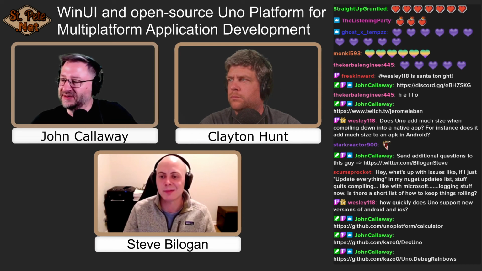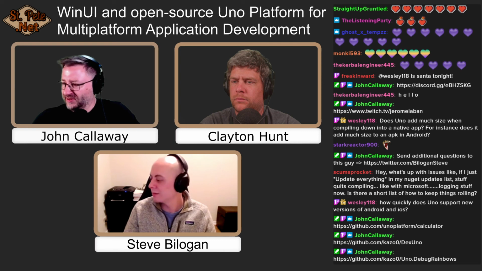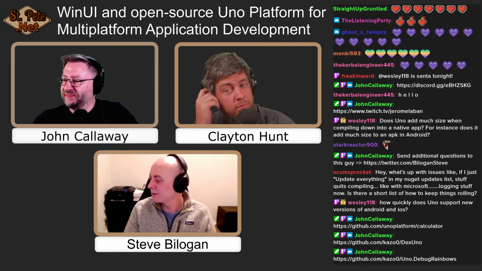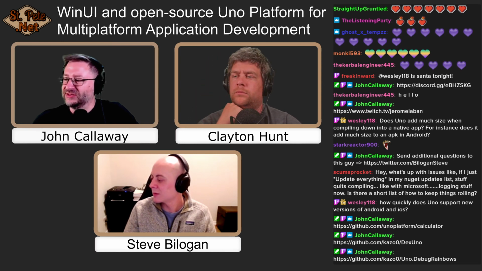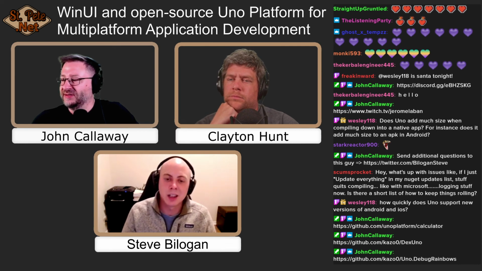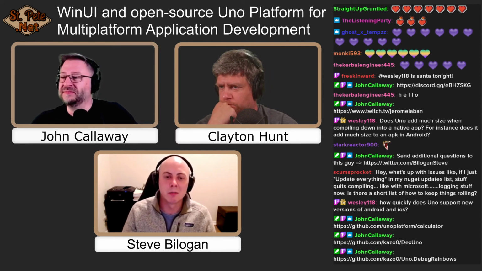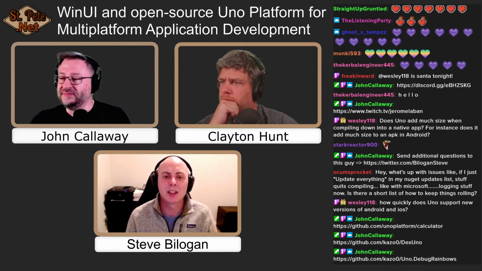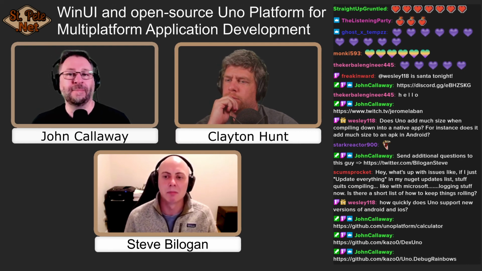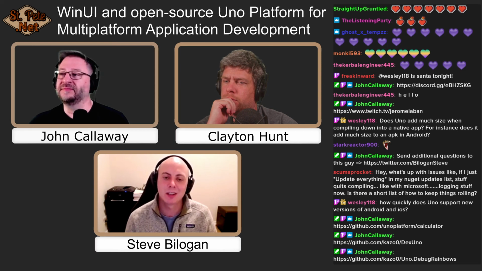All right, it looks like Scum Sprocket had a question: with issues, I just update everything in my NuGet updates list, and stuff quits compiling, like the Microsoft logging stuff now. Is there a short list of how to keep things rolling? Yeah, the logging stuff I remember Jerome working on today. I think he just fixed it. But yeah, things shouldn't break.